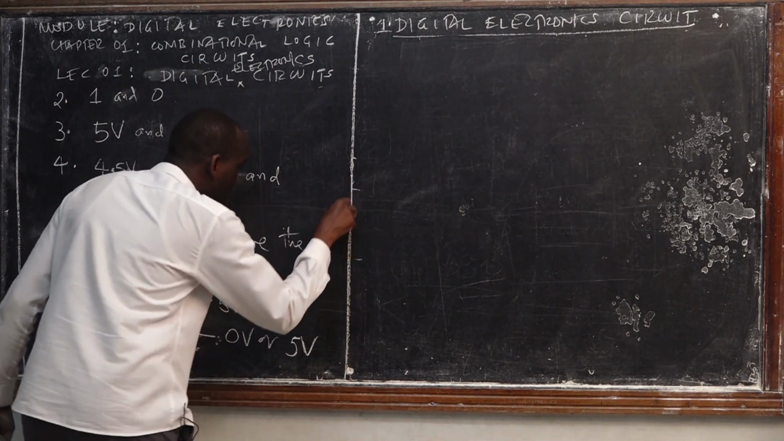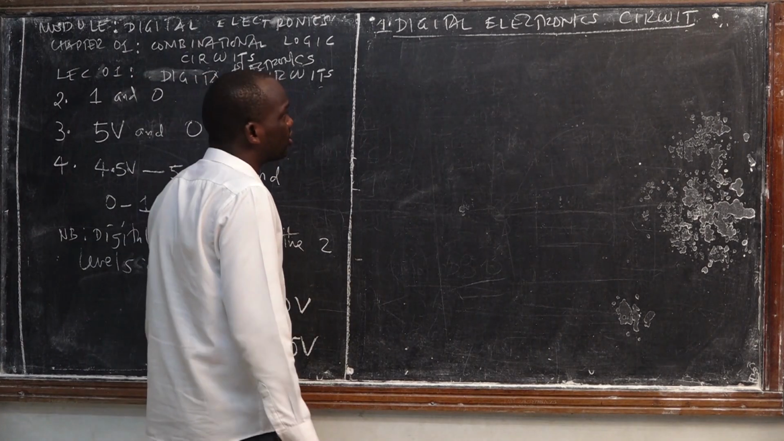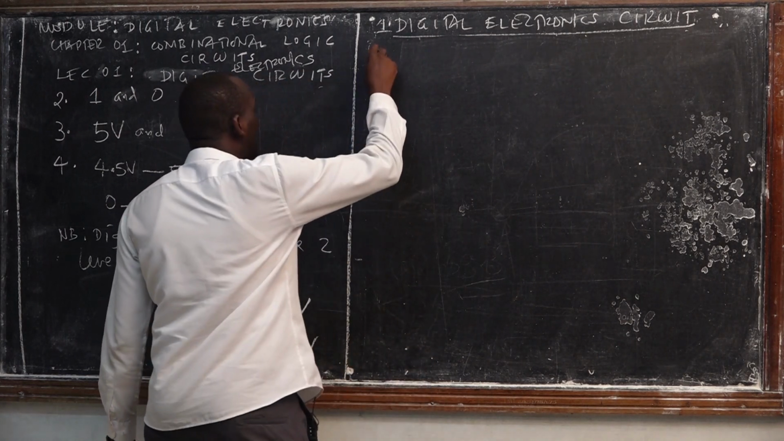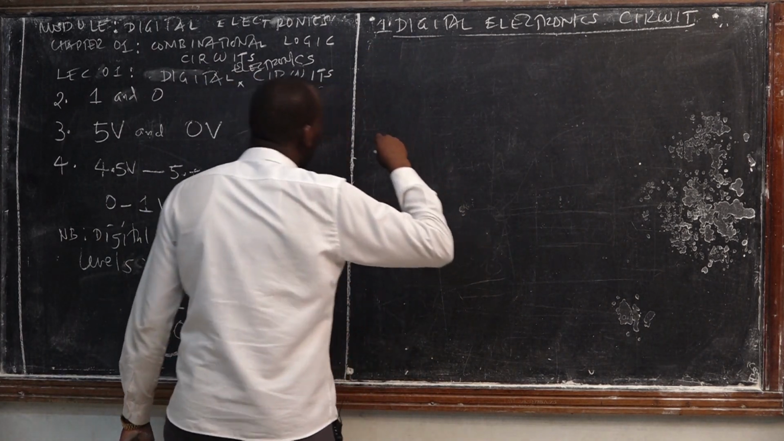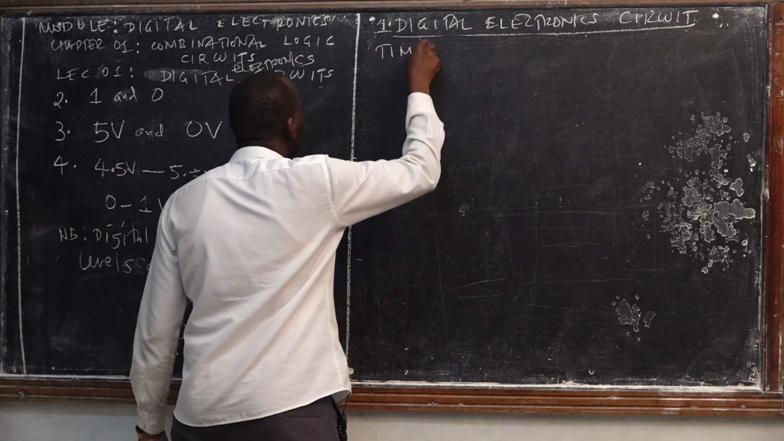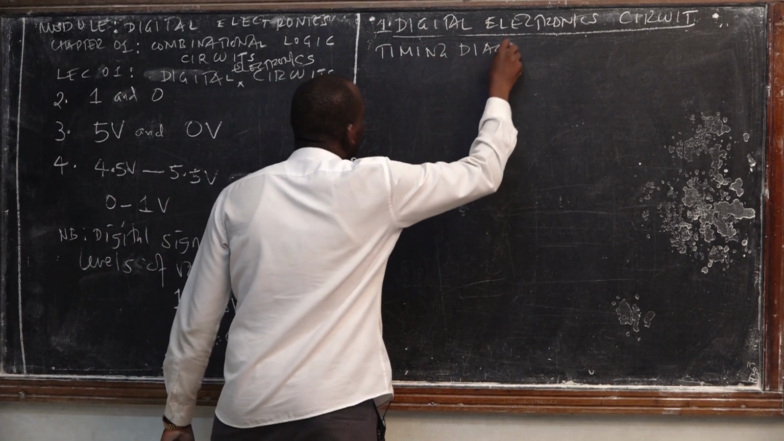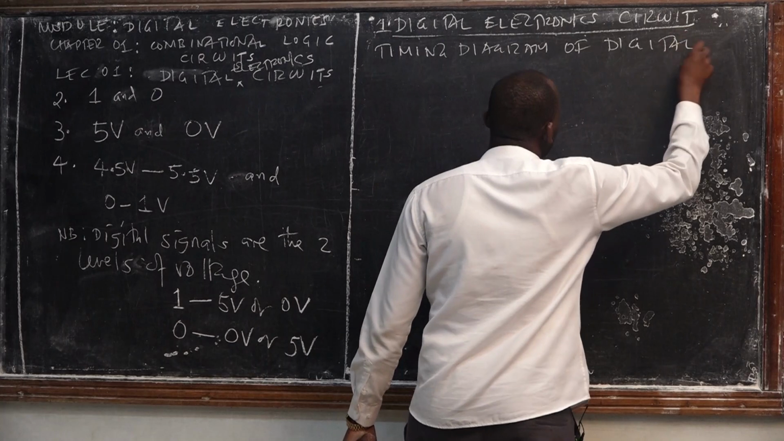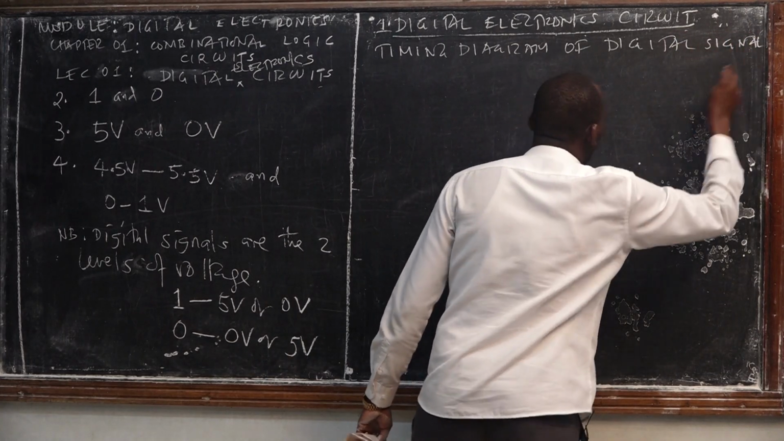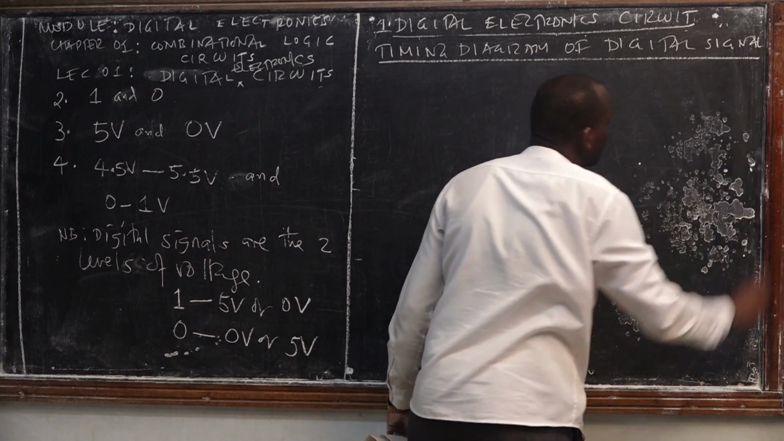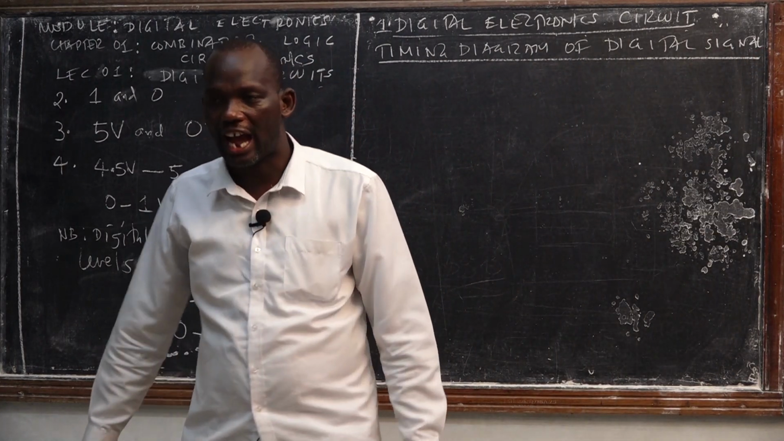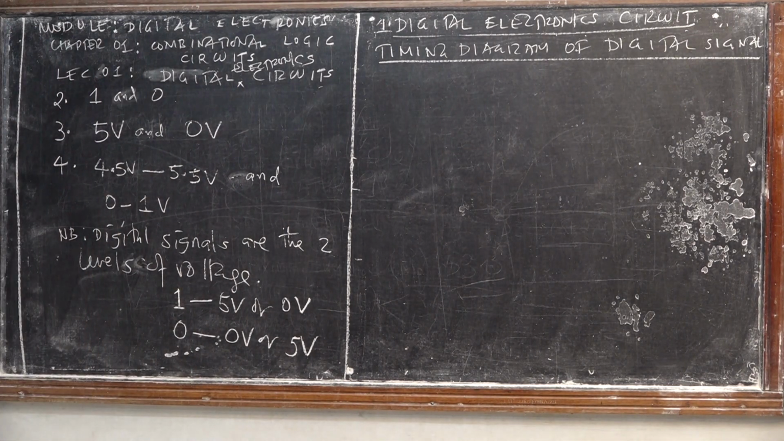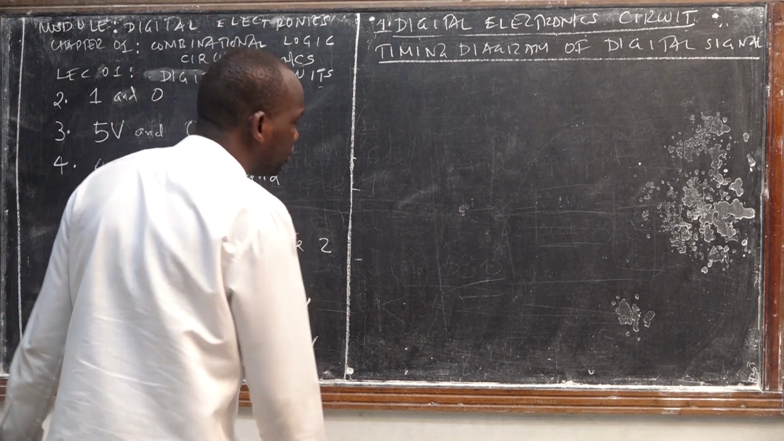Then another piece of information is important before we focus on the digital circuits, because today the subject is about digital electronic circuits. It's about the waveform. We call them waveforms or timing diagrams of digital signals. So we have only 2 digital signal levels, which are high and low, or 1 and 0, or what? 5 volt and 0 volt.